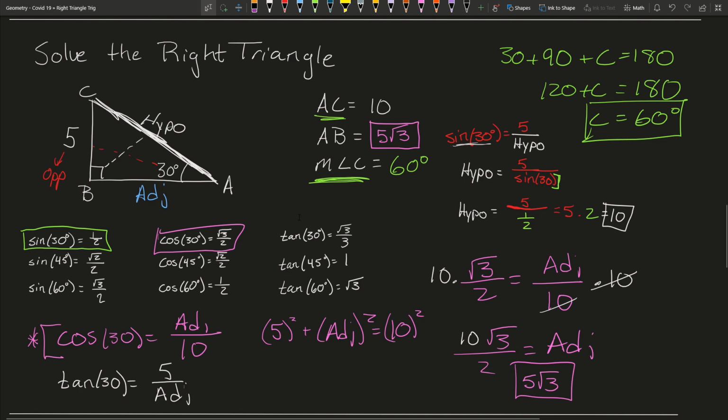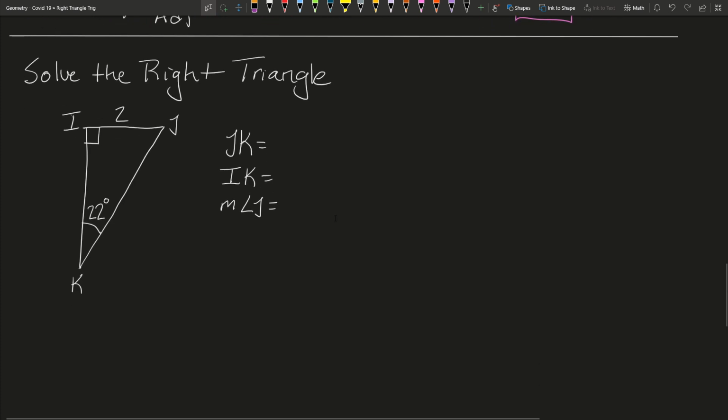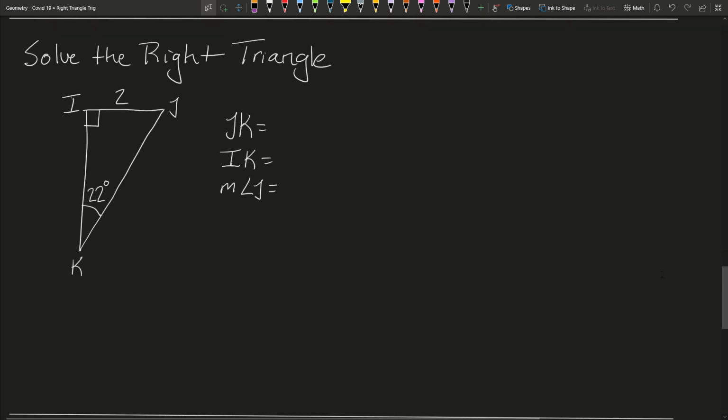All right. One more example, and it's kind of the same type, but this time we don't have a clean angle. We have 22, so we don't have 30 or 45 or 60, so we're going to be using some decimals. Okay. So this says solve the right triangle given the figure. We have an angle of 22 and a side length of 2.